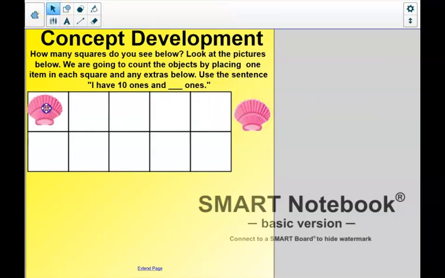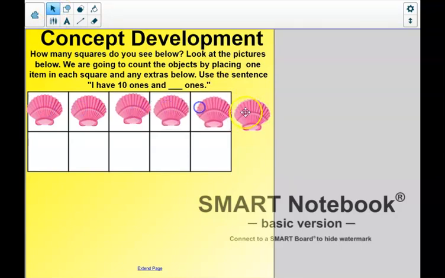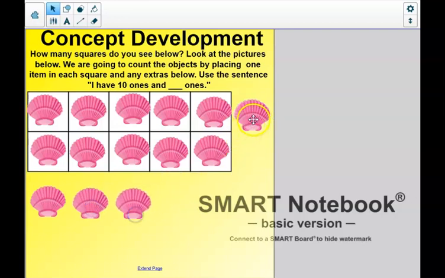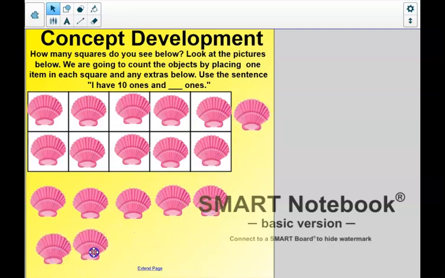Okay. Some seashells from the beach. I'm just going to fill this in quick. And then I want you to tell me how many 10s and 1s we have. Remember, these ones down here are a little bit extra.